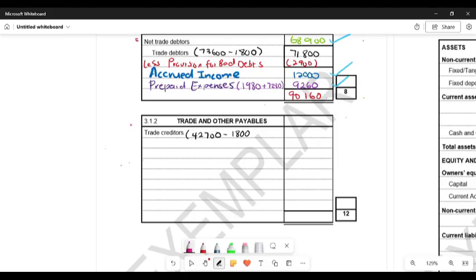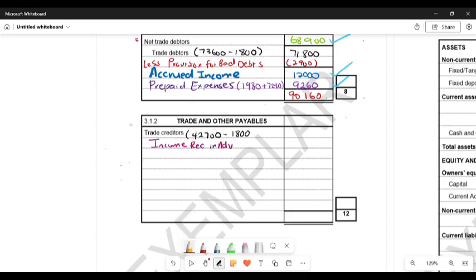Now, what else do we include in this trade and other payables account? We have your income received in advance. Now, what exactly is income received in advance? Right? This is the extra income you received. For example, you were supposed to receive 10,000 for rent, but instead they gave you 12,000. That extra 2,000 is income received in advance, and you would need to pay it back. Hence, you include it in your trade and other payables, right?